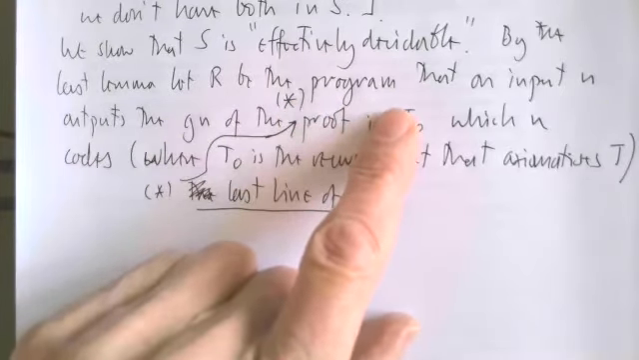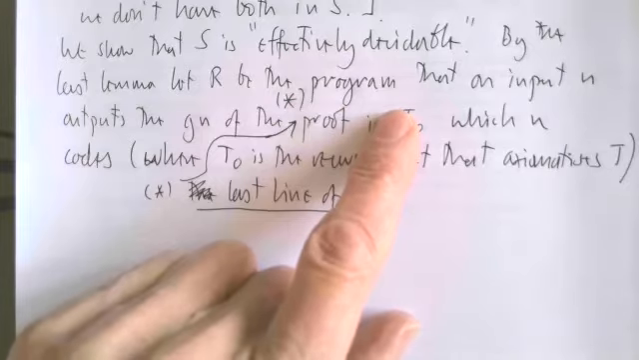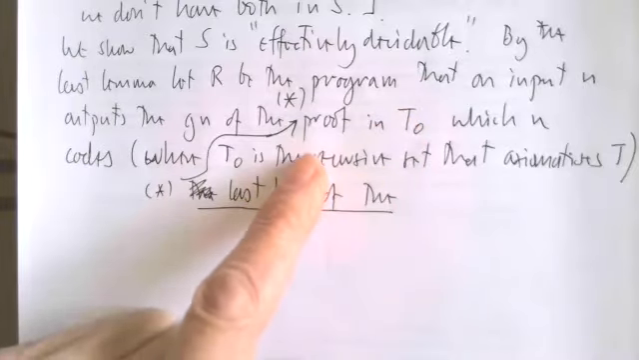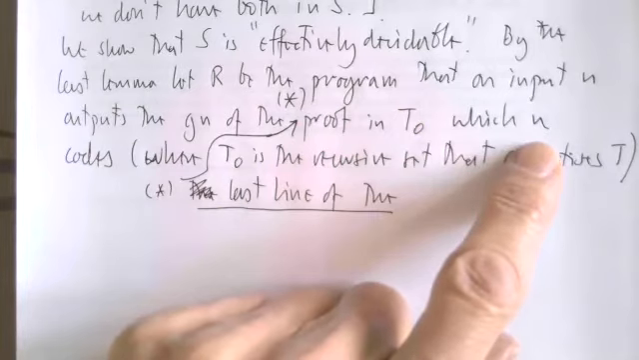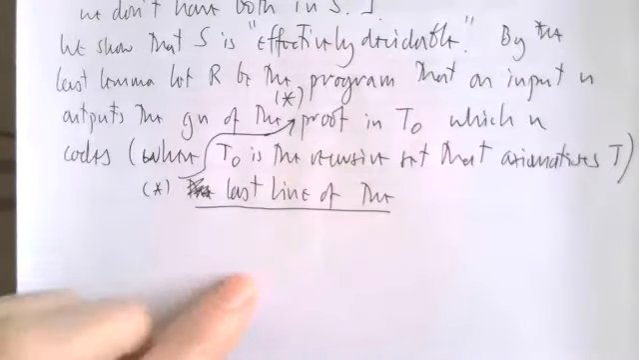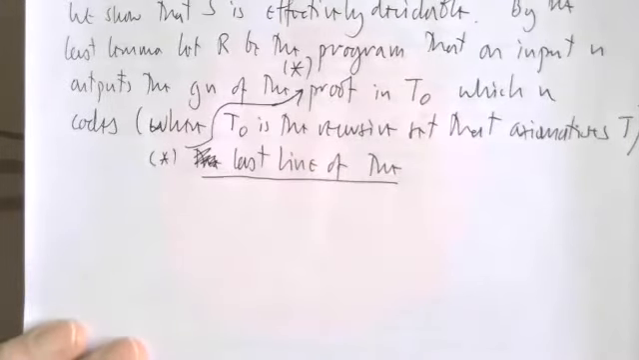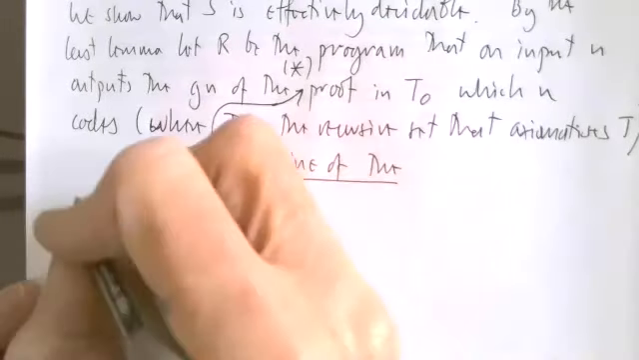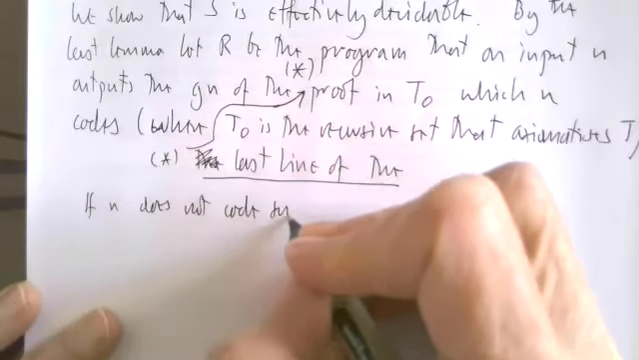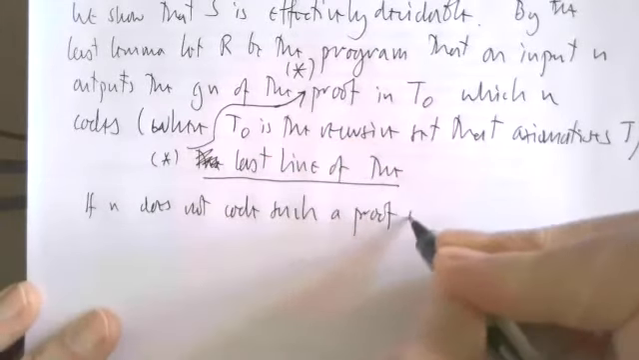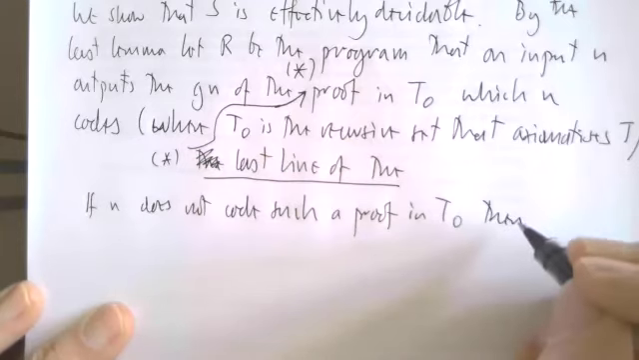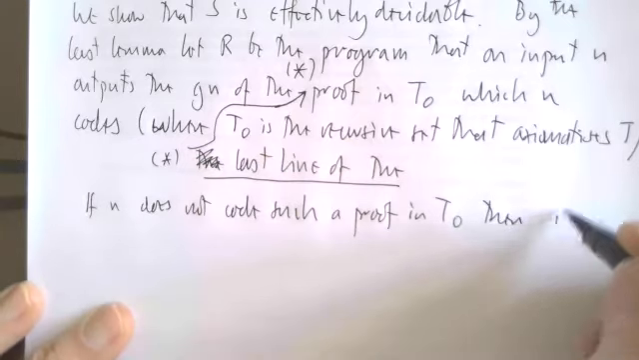So we're saying that we've got a program that will always output the Gödel number of the last line of the proof, which the input codes, if indeed it does code a proof. And it'll output zero otherwise. If N does not code such a proof in T0, then it outputs zero.